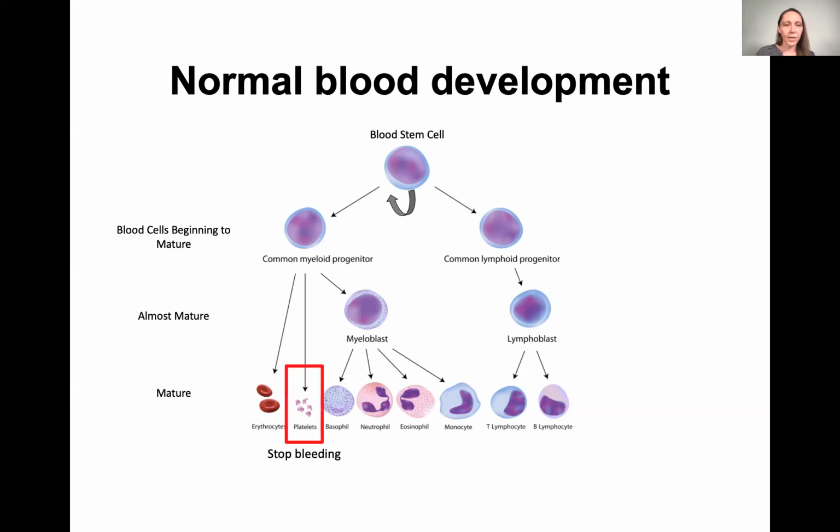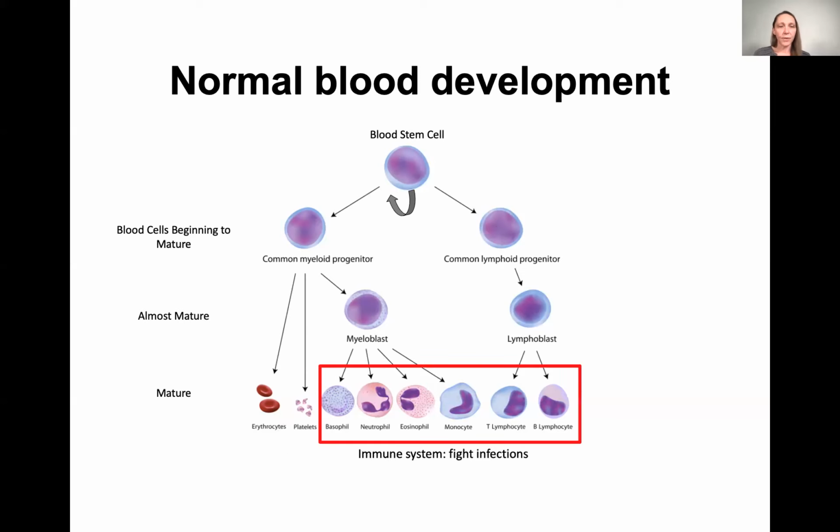The next little cell here are called platelets, and blood platelets are actually fragments of cells that are responsible for controlling bleeding. So if you get a nick or a cut, the platelets are the first thing to go to that cut in the blood vessel and seal it up to prevent catastrophic bleeds. So obviously a very important blood cell for maintenance of life.